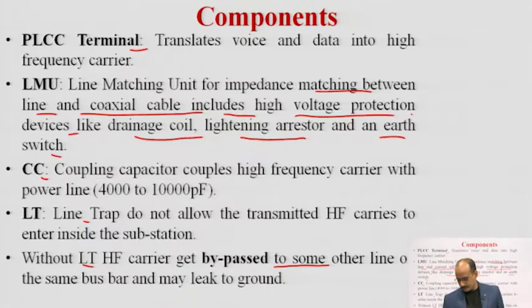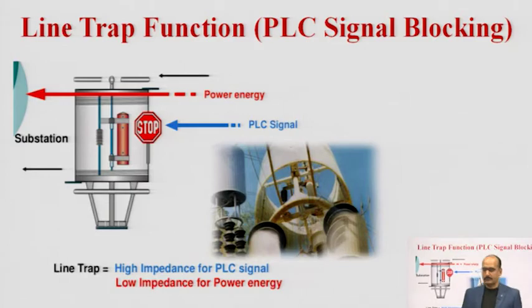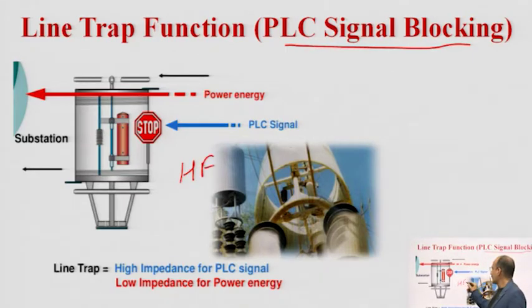Then the components after that, line trap function. In this particular diagram, you can easily study the line trap functioning, which is also known as PLC signal blocking. As you know, from this side we are getting a high frequency carrier signal, and the main function of this line trap is to stop this particular high frequency signal from entering this side of the substation. For this, here is the arrangement.